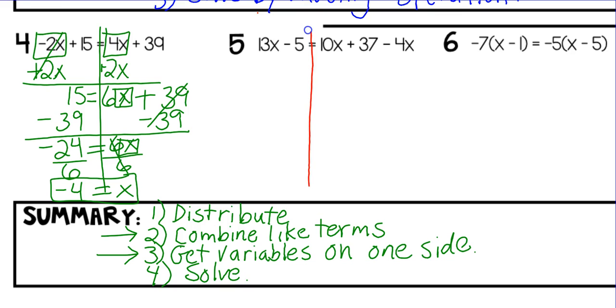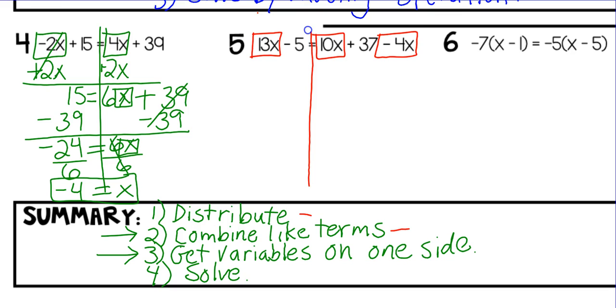Okay, so do we have any distributing to do? No. Can we combine like terms? Yes, yes we can. But you need to keep in mind, I have 13x over here. I have 10x over here. I'm going to put a box around the negative 4x. You see what I did? I put it around the negative sign because I'm subtracting it, which is like adding a negative.